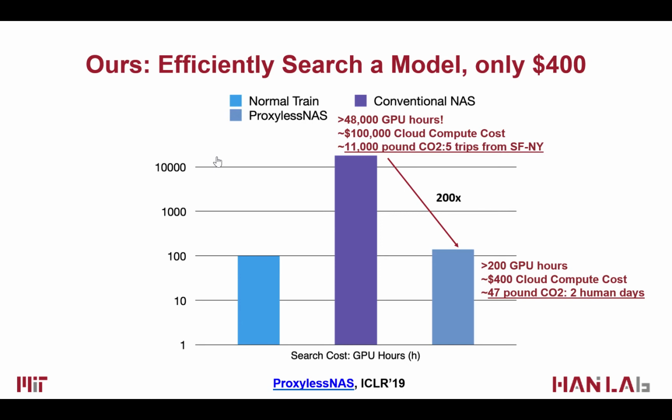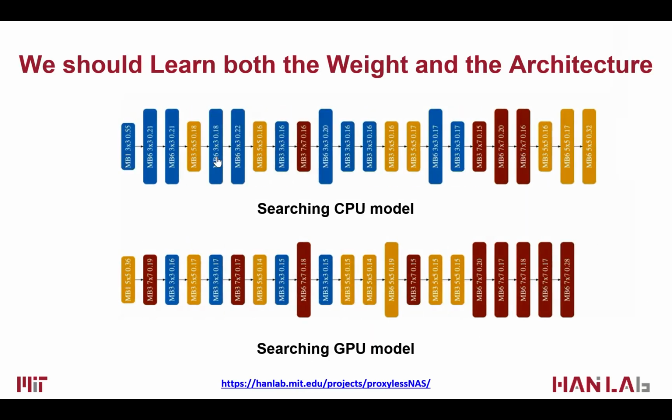So combining all these techniques, we have greatly saved the search cost by 200 times, reducing it to the same level as normal training, thereby allowing direct optimization on large-scale tasks like ImageNet. So here is a demo of our search process.